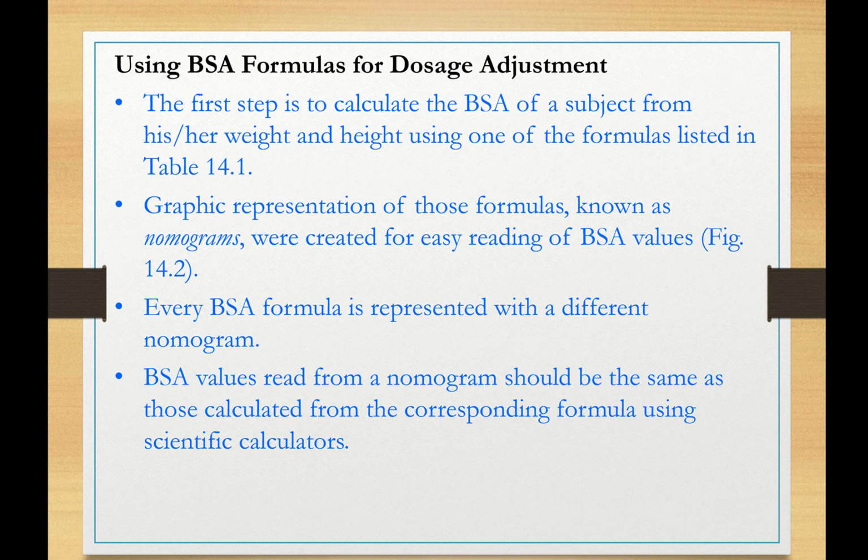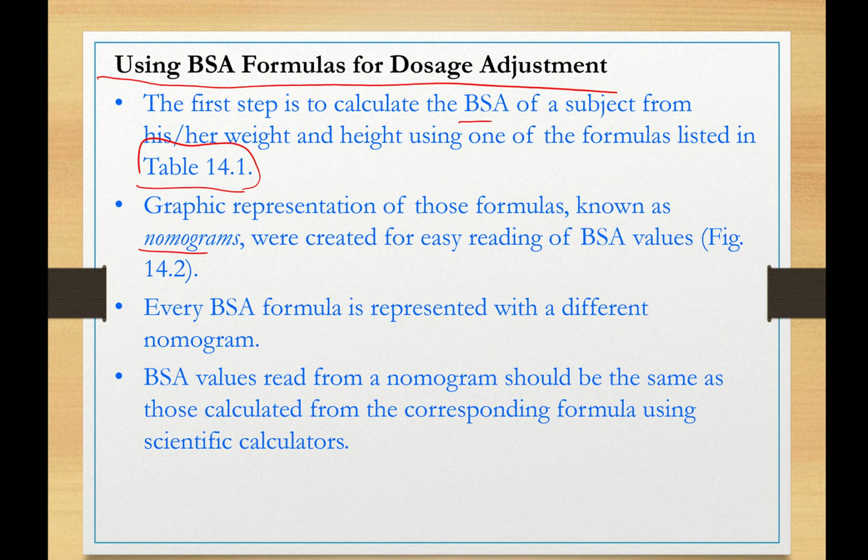Now, let us demonstrate how to use BSA formulas for dosage adjustment. So let's assume that you can dose a drug using BSA. It is stated, it is written in the package insert. How can we do that? So the first step is to calculate the BSA of the subject from the height and weight using one of the formulas listed in the table, as I just showed, or using the nomograms. And we can demonstrate both methods.